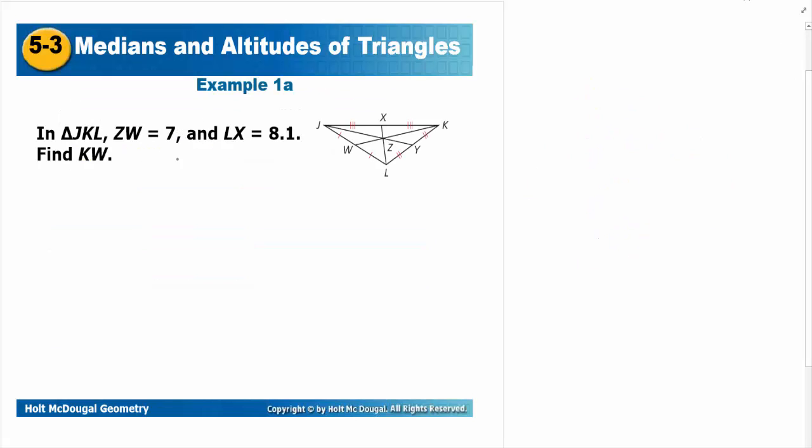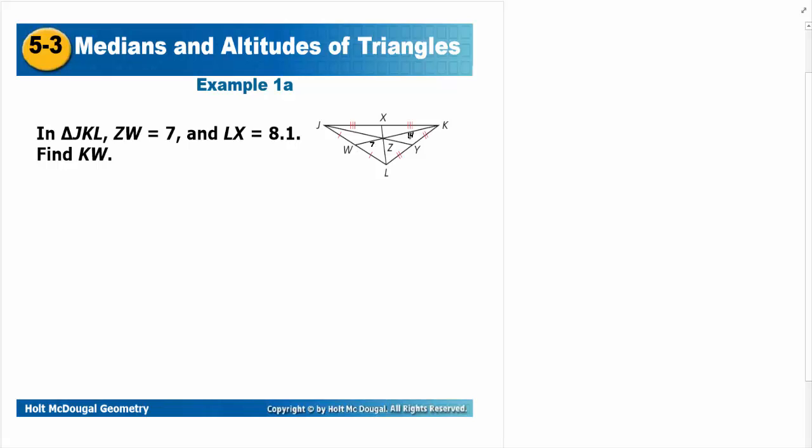So if we had this figure, you can see we have the 3 medians of the triangle. See how each segment is going to go from a vertex to a midpoint. Like J is a vertex to Y, which is a midpoint, and so on. And they are concurrent, obviously, but they're giving you ZW is 7. So ZW is this piece right here, that is 7. So I know instantly that that is 14 because it's twice as big.